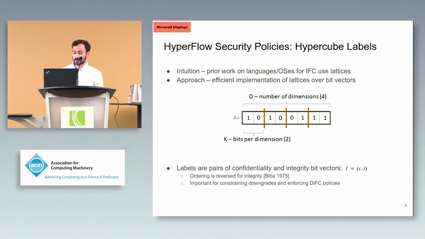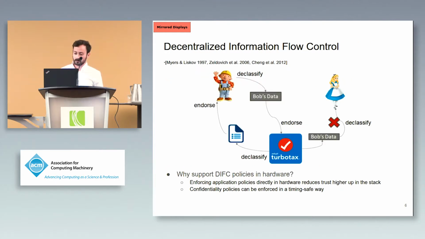So labels are also pairs of confidentiality and integrity vectors. The confidentiality components have the order just described, but the order is reversed for integrity. Separating policies into confidentiality and integrity components is important for enforcing decentralized information flow control policies and for constraining downgrades. So prior operating systems and languages for information flow security support decentralized information flow control policies. These policies allow parties to share information while still retaining authority over further release of that information. As a classic example, consider a user of a tax preparation service named Bob.